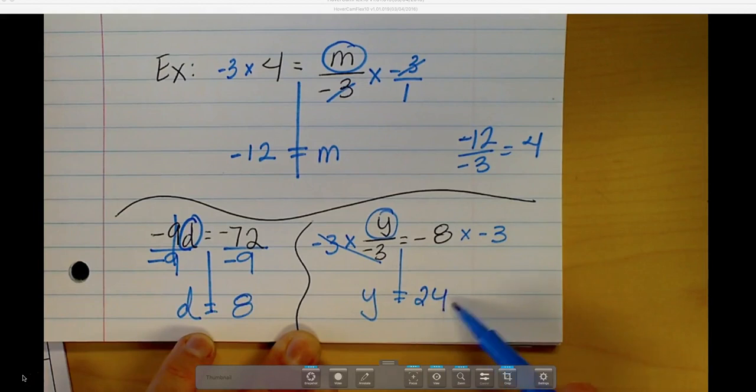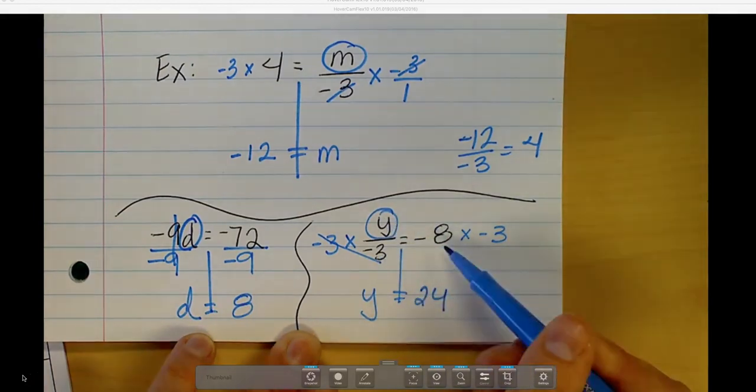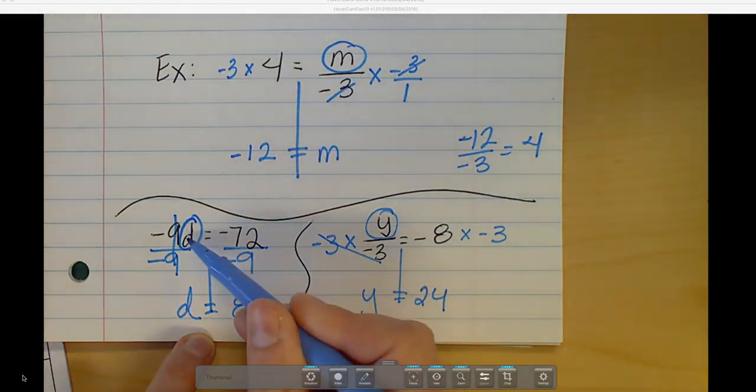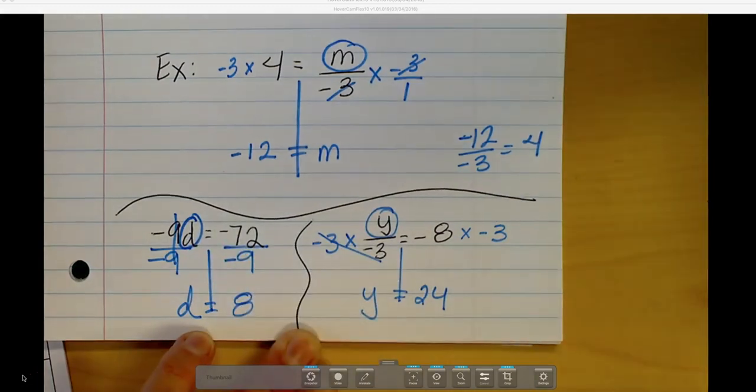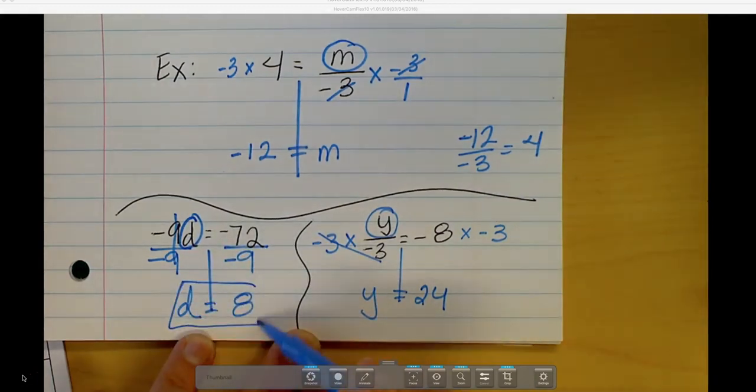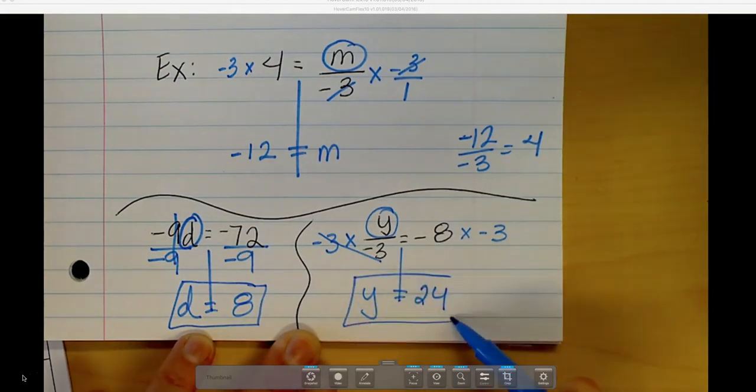Checking this here, I had said 24 divided by negative 3 is negative 8. 8 times negative 9 is negative 72. You can always check to see if you have the correct answer by plugging it back in and making sure it works.